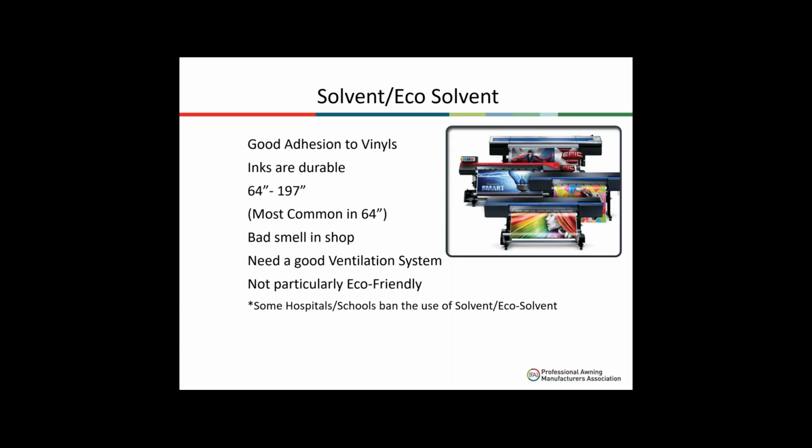The inks are durable, and it's available in 64 to 197 inch. Now, most of the machines that you're going to see out there are 64. I put 197 on there because I've seen machines available that wide, but the vast majority of the machines are 64-inch wide. And I've seen a lot of awning shops have those machines in their shop, and a lot of them will use this type of technology in conjunction with the SGS.